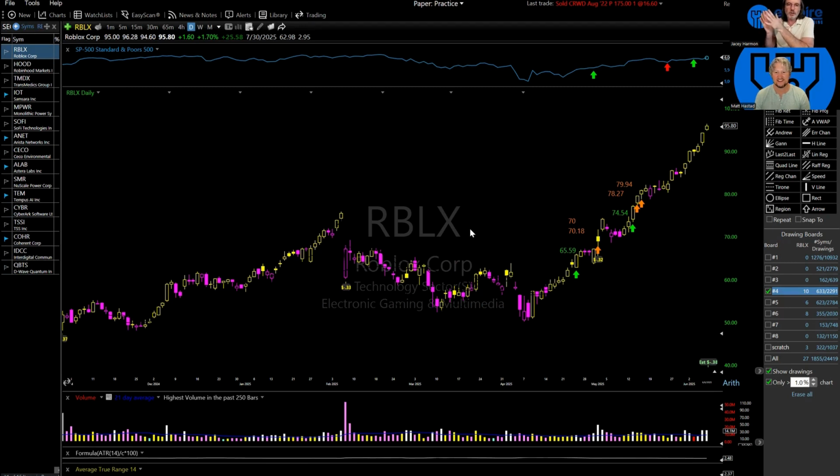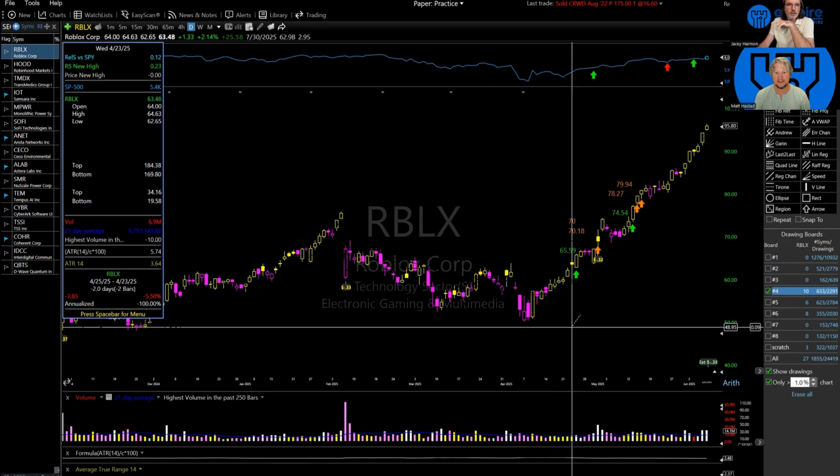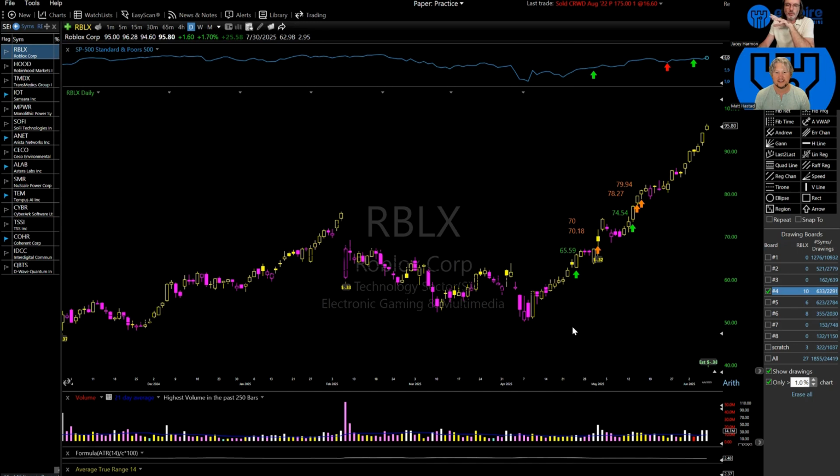So we're going to start with Roblox. Roblox was our first signal when we got into a Bill O'Neil confirmation rally. That's when I started taking a little bit of risk. And so on April 23rd we got a signal about Roblox potentially breaking out. The very next day, all you need to do is just see if the stock is up. The stock was trading up. I bought into it at 65.59.